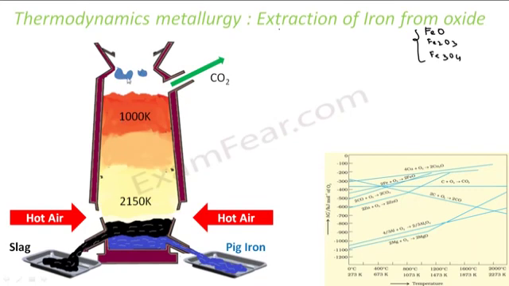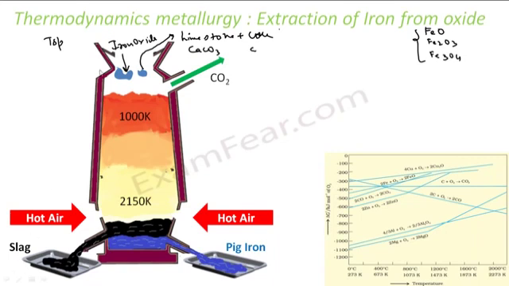In this blast furnace we have these oxides of iron, and we also mix limestone and coke. Limestone is CaCO3 and coke is carbon. So I have iron oxides, calcium carbonate and carbon. All these three are mixed and fed into the blast furnace from the top. This is the top of the blast furnace, and this is the bottom of the blast furnace.